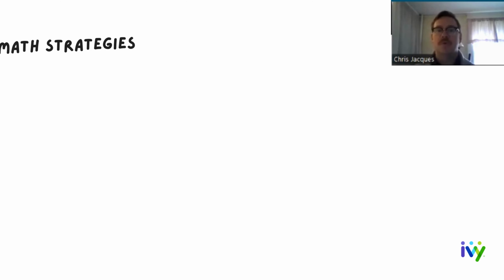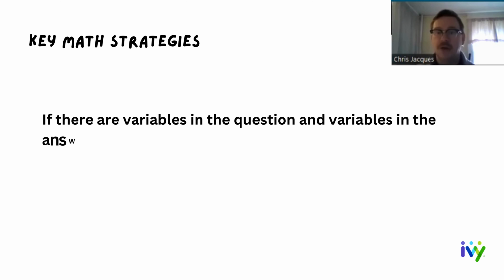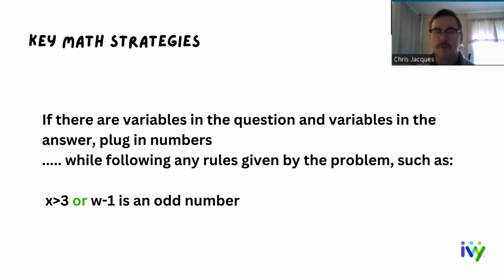All right. So first, if there are variables in the question and variables in the answer, plug in your numbers while following any rules given by the problem, such as x is greater than 3 or w minus 1 is an odd number. So for instance, if it tells you that x is greater than 3, plug in 4. When you plug in 4, check your answers, plug your 4 into the answer choices until you get the one that is correct. Similarly, if they say that w minus 1 is an odd number, find a value of w that makes w minus 1 an odd number. So let's say w is 6, which makes w minus 1 5. We'll see an example of this exact problem in a few minutes.